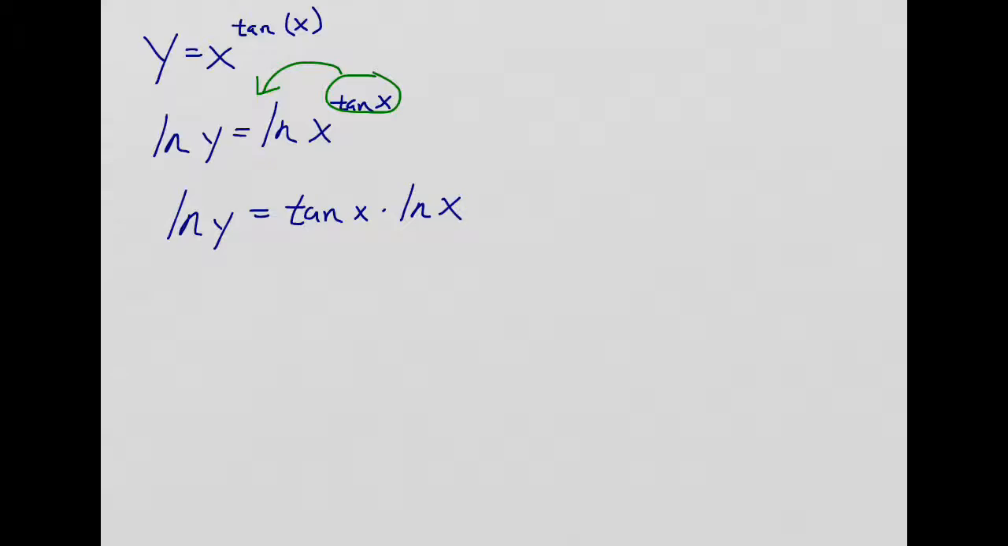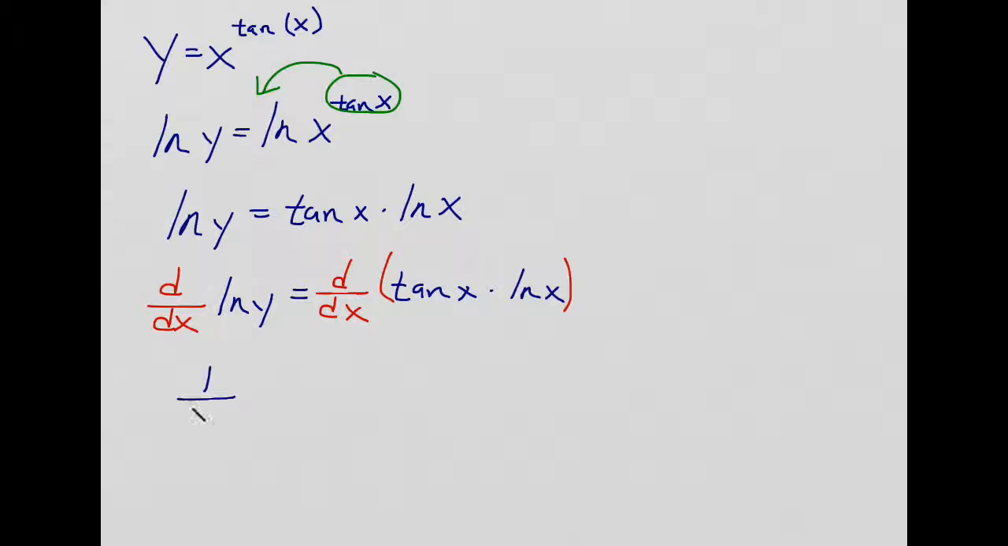And we're going to go ahead and differentiate on both sides now. So d dx of the natural log of y is equal to d dx of the tangent of x times the natural log of x. And so once again, on the left side, the derivative is fairly straightforward. On the right side, we're going to have to use the product rule. So the derivative of natural log of y is just going to be that 1 over y dy dx.